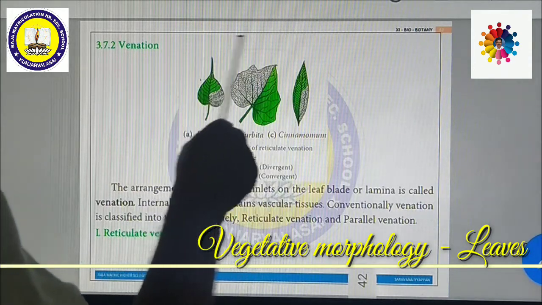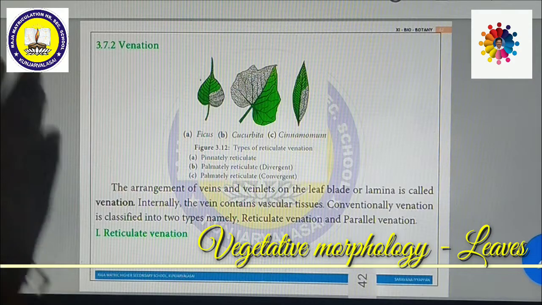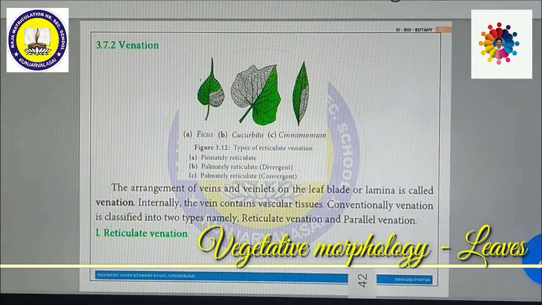The reticulate venation is very common in dicot leaves. But if you see in monocot leaves, the veins are arranged in parallel. Every vein is arranged parallel with each other. So we can distinguish easily with the help of venation. This is a monocot plant, this is a dicot plant. Easily we are able to identify. Such arrangements of veins are called venation. So the arrangement of veins and veinlets on the leaf blade or lamina is called venation.